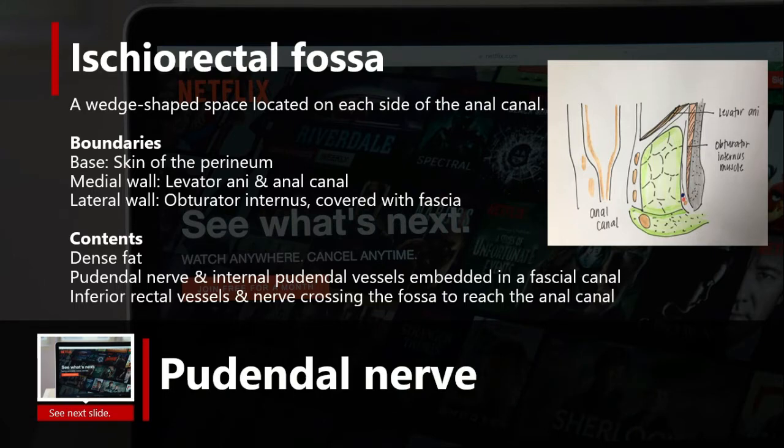while its contents are filled with dense fat, which supports the anal canal and allows it to distend during defecation. The pudendal nerve and internal pudendal vessels are embedded in a fascial canal, the pudendal canal, on the lateral wall of the ischiorectal fossa on the medial side of the ischial tuberosity. The inferior rectal vessels and nerve cross the fossa to reach the anal canal.